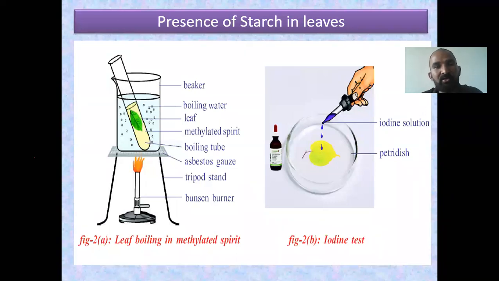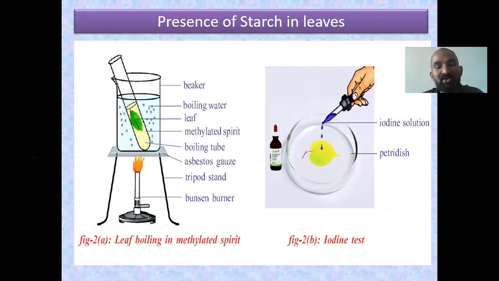Okay, so in this experiment, the result is that the leaf turns blue or black, which indicates the presence of starch. Our observation is that when we pour one or two drops of iodine on the surface of the leaf, it turns blue or blackish. That is the observation we made here.